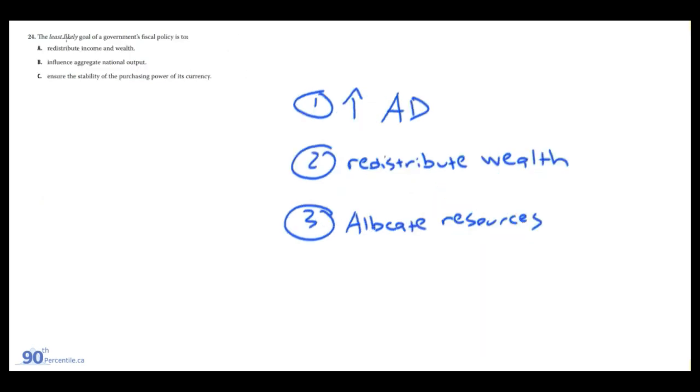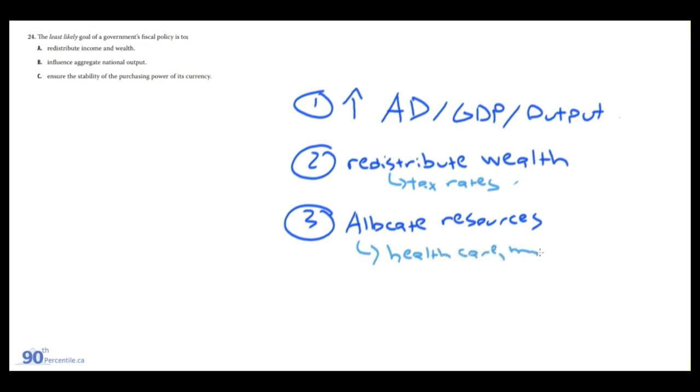Now we're moving on to fiscal policy, and the least likely goal of fiscal policy is to do what? Well, the main three goals of fiscal policy are: one, to increase aggregate demand or GDP or output. Two is to redistribute wealth. So this could be done through changing tax rates, decreasing tax rates for lower income people, increasing tax rates for higher income people, stuff like that. And the last one is allocation of resources. So the government obviously chooses where to invest its money. Could be into healthcare, military, could be subsidies for different industries.